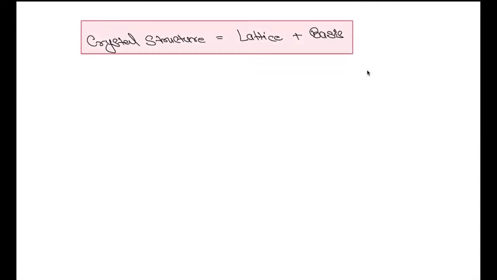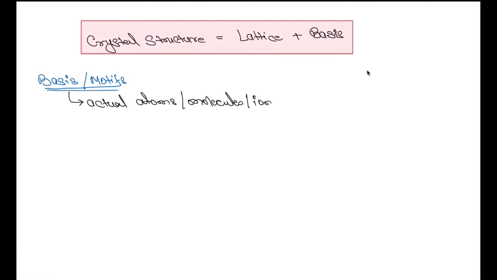Now, let me explain what is basis. Basis, or sometimes we call it motifs, are basically the actual atoms, molecules, or ions that are seen in a crystal structure. Actual atoms and molecules that are seen in a crystal structure. We are talking about one unit. The basis or motifs are basically one unit.